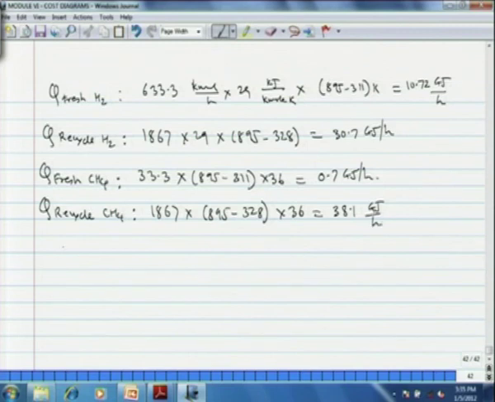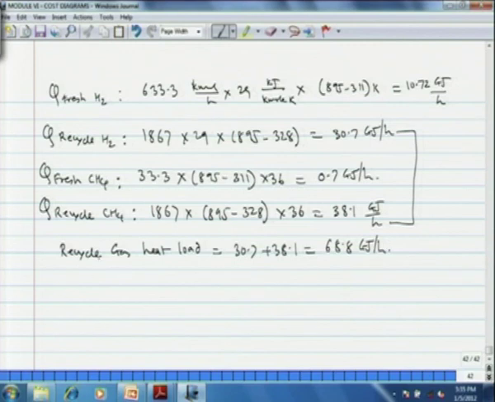Now, if you see the recycle gas heat load, we have to sum up the heat load on hydrogen and methane. Recycle hydrogen heat load, 30.7 plus 38.1, that turns out to be 68.8 gigajoule per hour. Then the fresh gas heat load, that will be 10.72, basically this one.